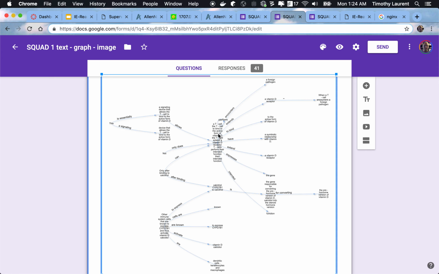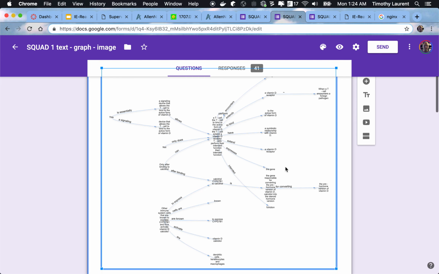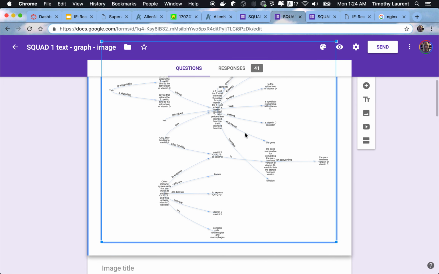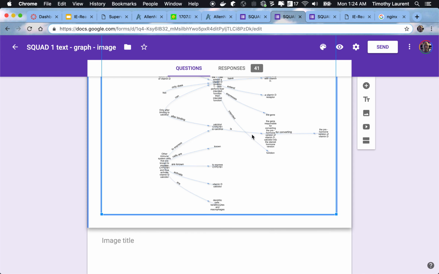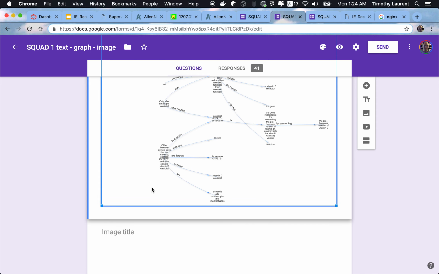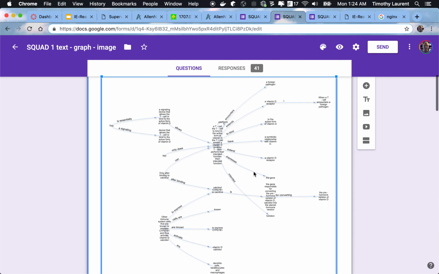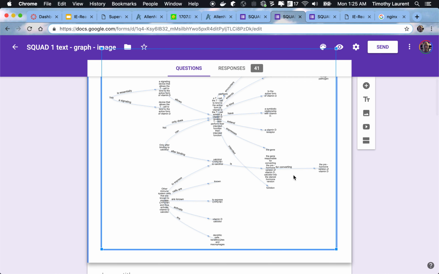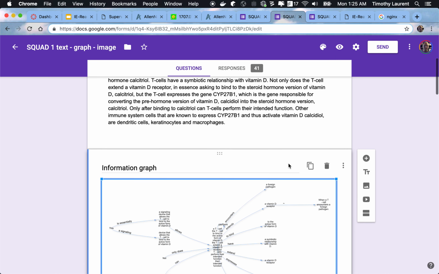So you have a T cell encounters a foreign pathogen, a T cell extends a vitamin D receptor, a T cell binds to the active form of vitamin D. They have a symbiotic relationship with vitamin D. They extend a vitamin D receptor. They express a gene after binding calcitriol, and then it talks about the other immune system cells. So basically, a lot of the information is being consolidated here and put into a graphical form that has meaning, and it can be used to answer some of the questions.